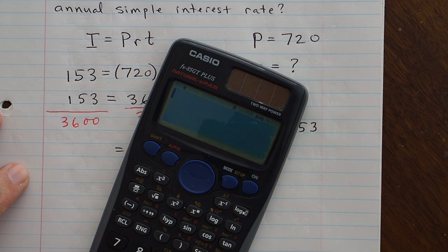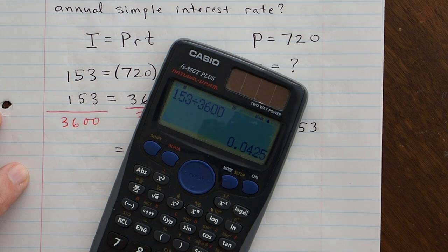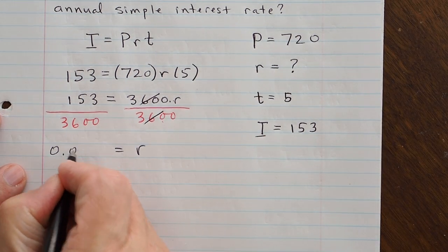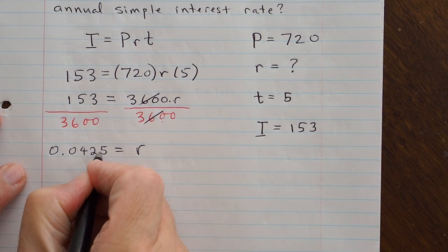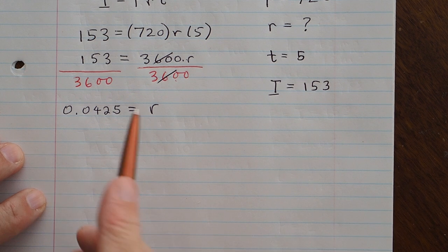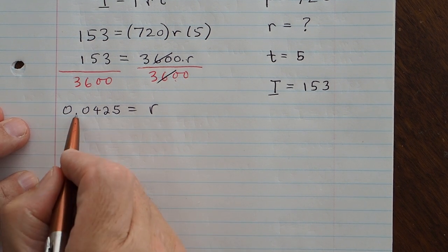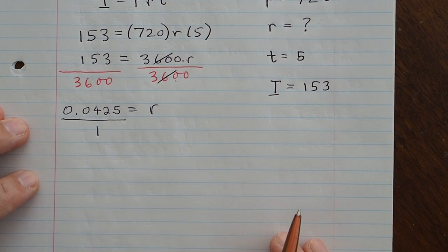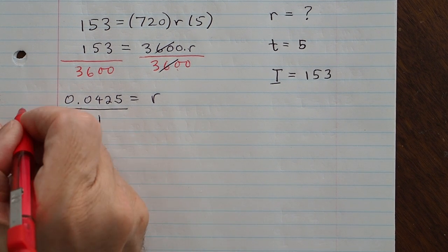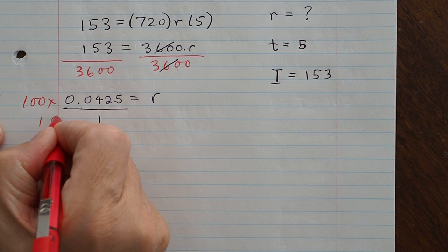Quick check on the calculator. 153 divided by 3,600 is 0.0425. There it is. Now I need to express it as a percent. Currently, this is just a decimal. Now there's an invisible 1 under here. To write it as a percent, I need to have it out of 100.